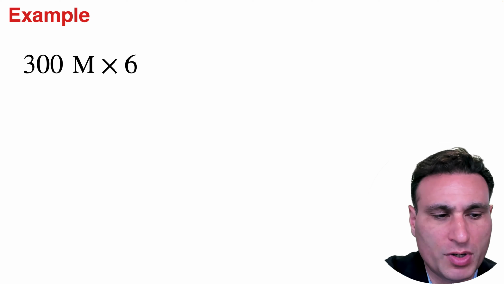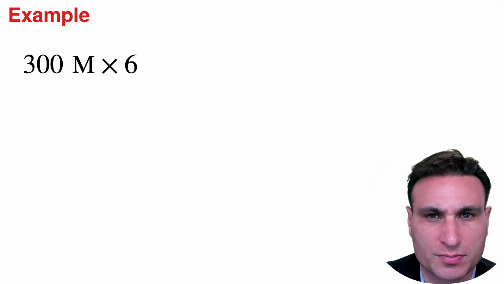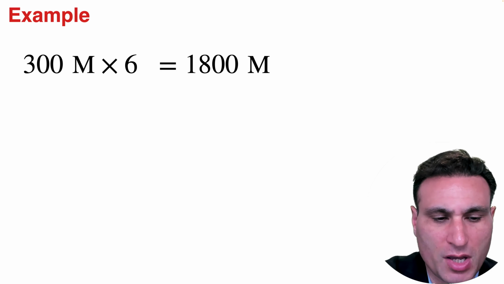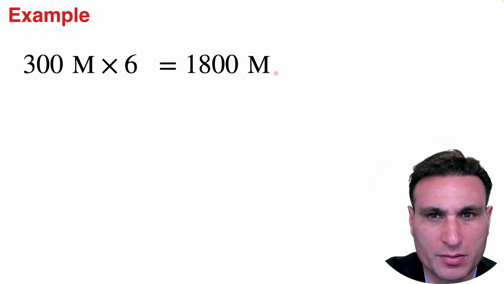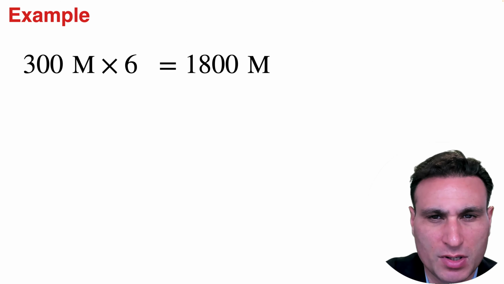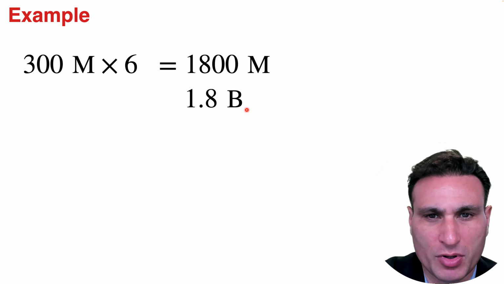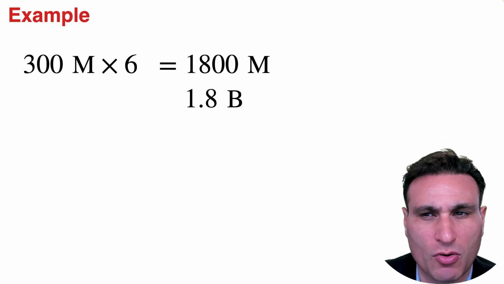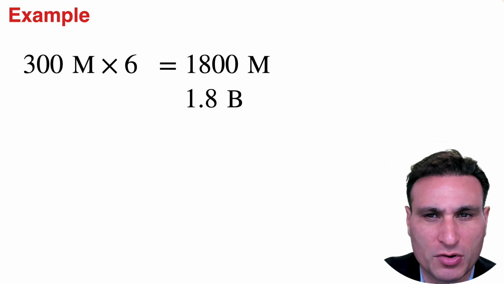Next example, what is 300 million times 6? Well, we can operate only on the numerical portion. 300 times 6 is 1800, so the answer is 1800 million. But we generally wouldn't represent the number like this. We would express the answer in billions, and this is 1.8 billion. The point is that we may need to resize the unit after addition or after multiplication if the numerical portion of the result exceeds 1000.